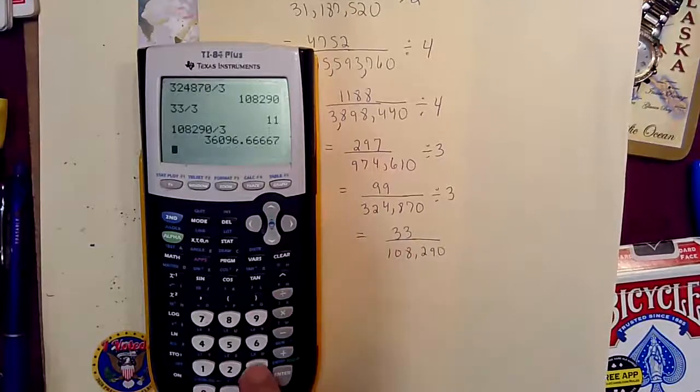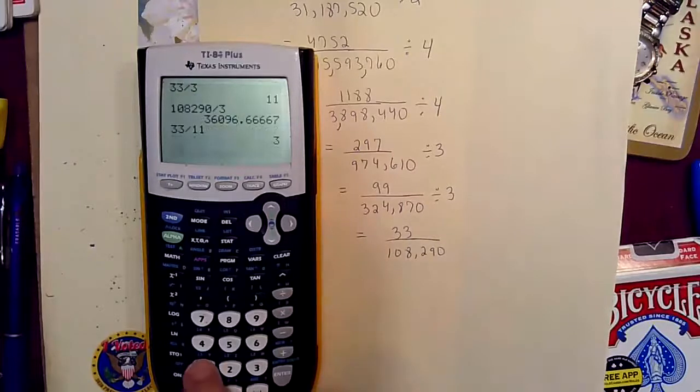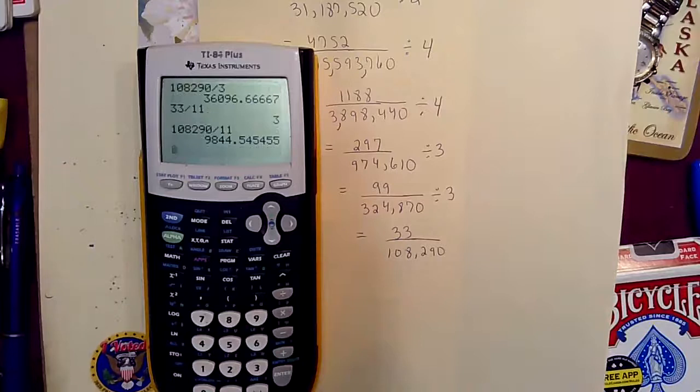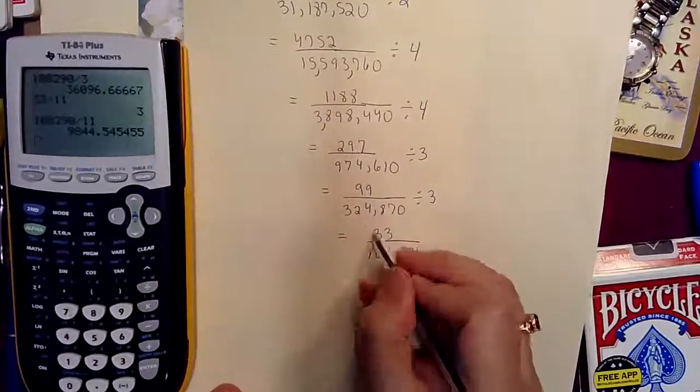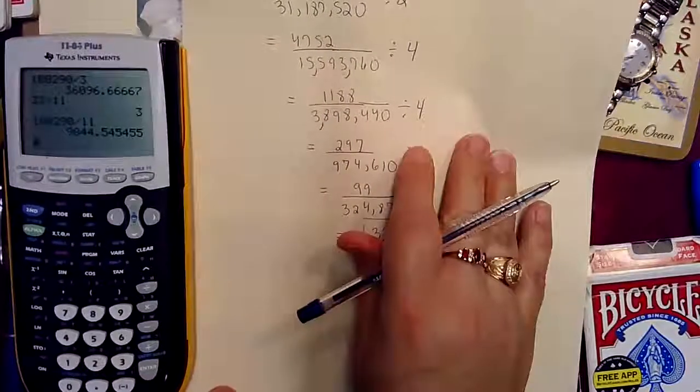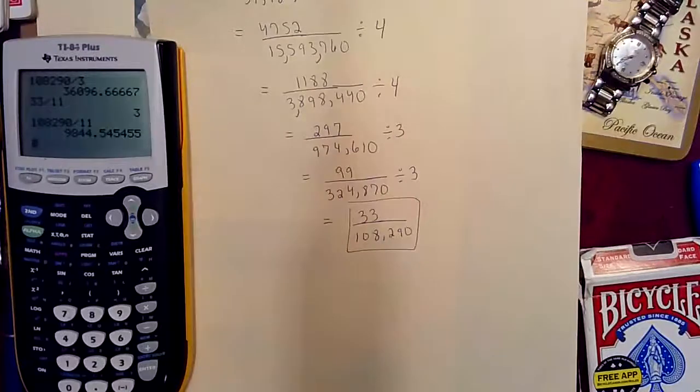Okay, maybe 11. Let's see if 11 works. I know 11 goes into 33. Let's see if it goes into the bottom one. Let's see if 11 works. Nope. See how I get a decimal? Okay, so it looks like that was the lowest terms then. Let me make sure. Yeah, it looks like I stopped there. Just double checking. All right. Okay, cool.